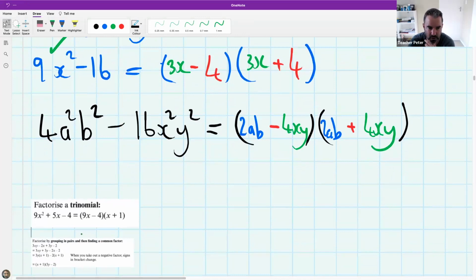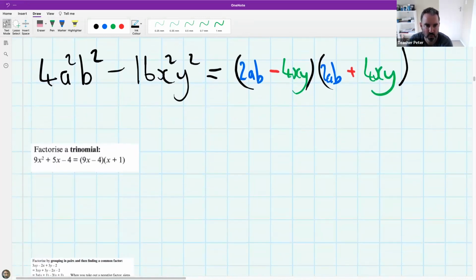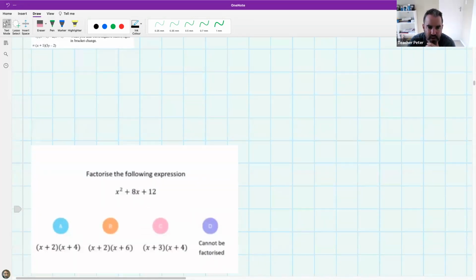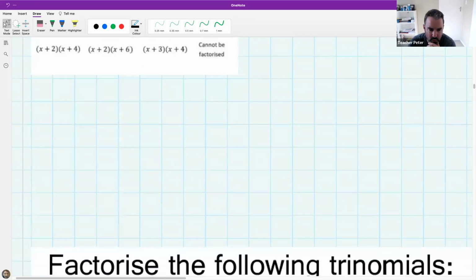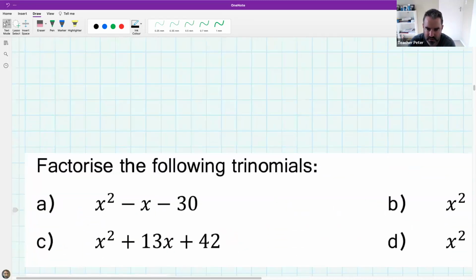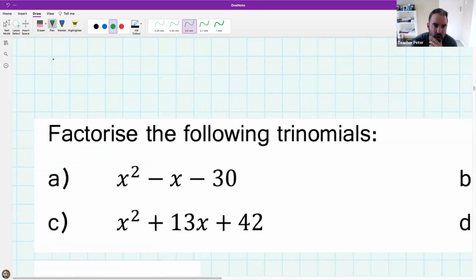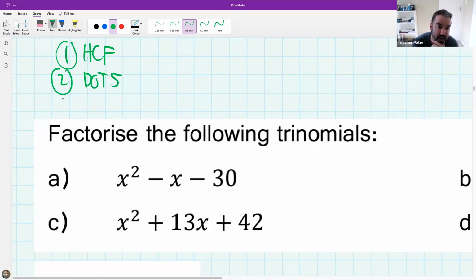Okay, so after we deal with that, let me go to a different example. So our methods for factorizing are, the first thing we always look for is the highest common factor. Then we look for the difference of two squares. Then we look to factorize something using the trinomial methods. And I'm going to try and factorize this trinomial over here.